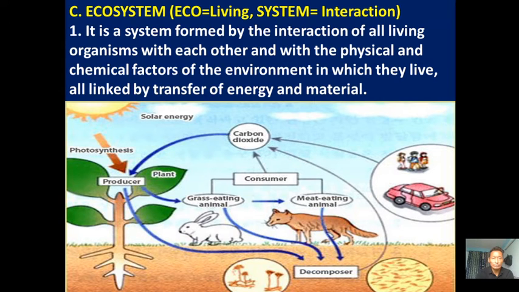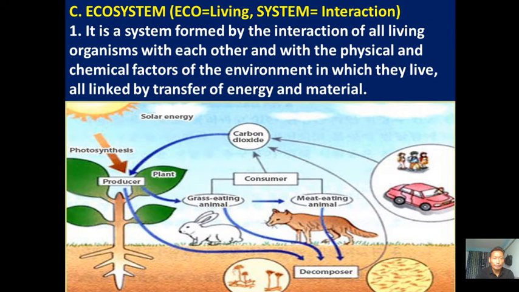In this class we are going to learn about the third topic, that is ecosystem. Eco means living or biological things in a particular environment. System means the interaction of living organisms in a particular environment. That is called an ecosystem.